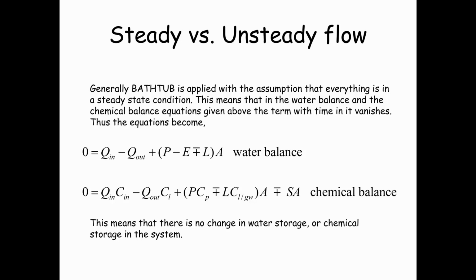Okay, so as I already mentioned, Bathtub actually can do unsteady flow. However, Bathtub is usually applied with the assumption that everything is steady state, which of course means that for the water balance, there's no change in volume of the lake, and also there's no change in storage of the chemical within the lake. So that basically makes any term in the equations that would be a derivative with respect to time going to be 0.